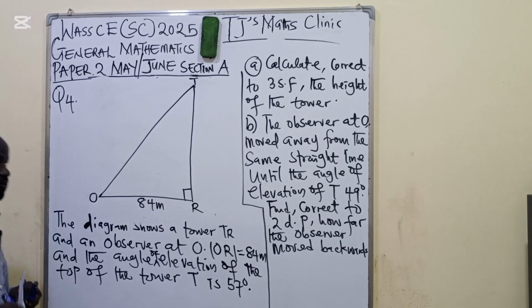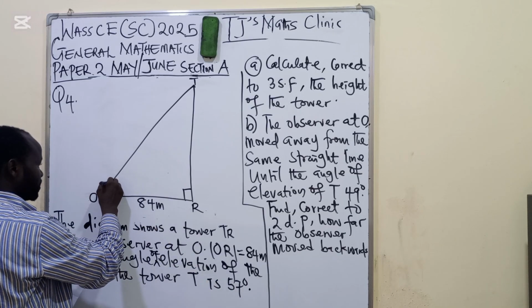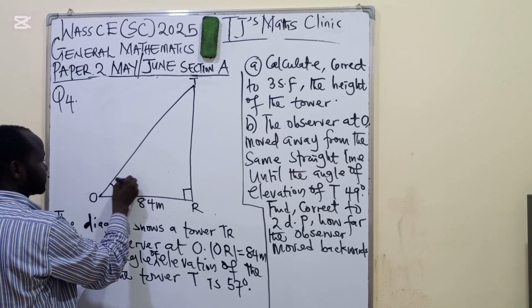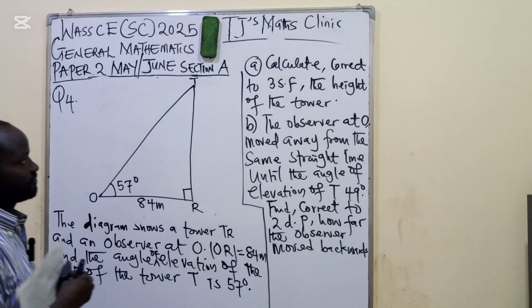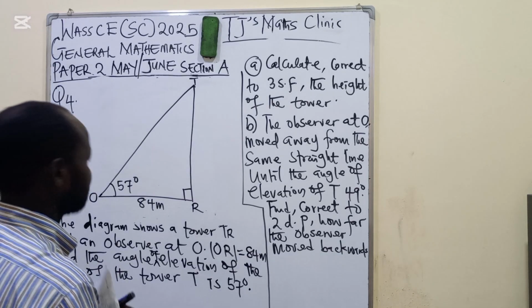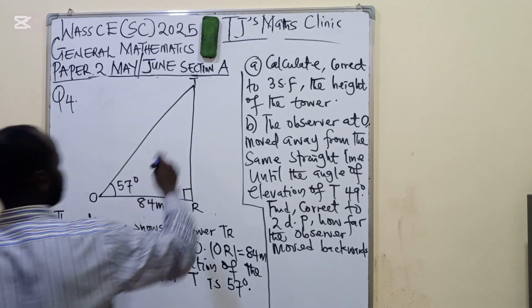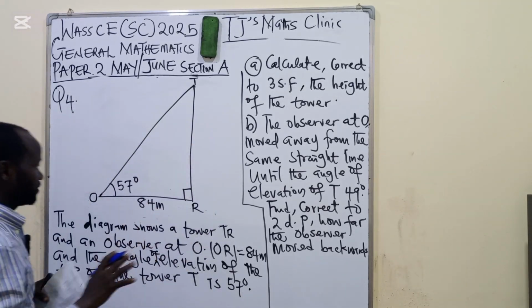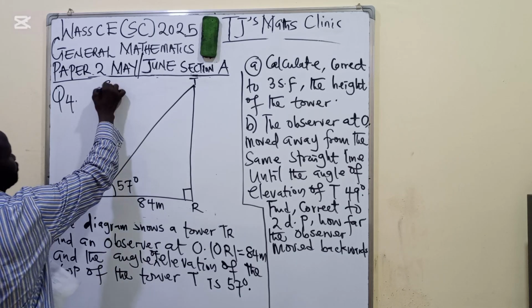I decided to turn the drawing. Very important. The angle of elevation from the question is 57, so here will be 57 degrees. Because of the B part, the question says calculate, correct to three significant figures, the height of the tower. So we can easily find the height of the tower. We can easily solve for A. Let me write the solution to A now.